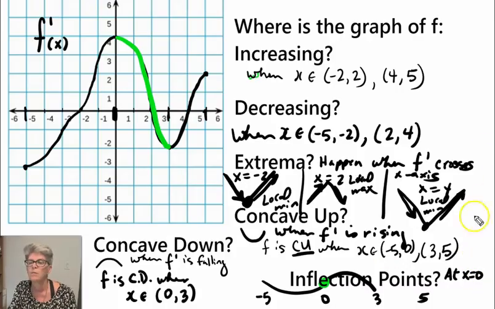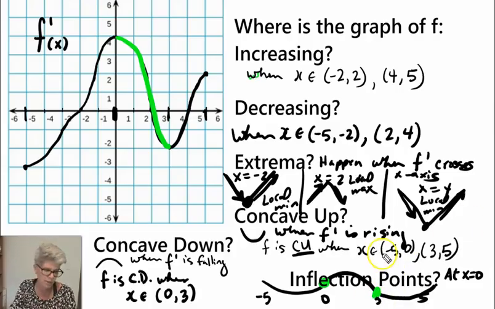Now also, when my x values on the graph of f are between 3 and 5, we are concave up. And so once again, the concavity changes, and once again, I have an inflection point where the concavity changes, so I have another inflection point at x equals 3.